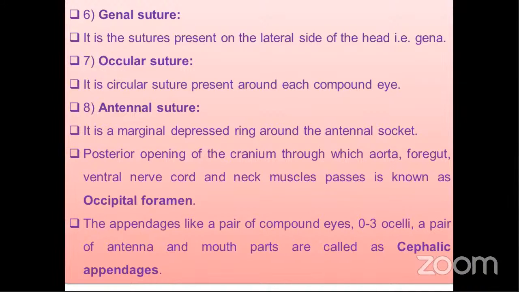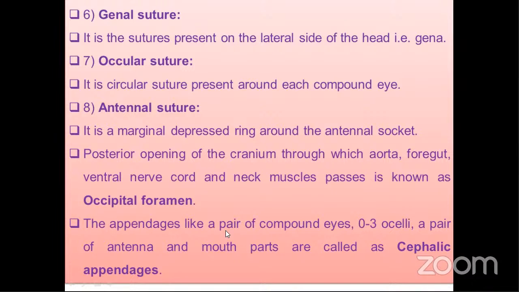So the part of the circulatory system is the aorta, the foregut part. Like that in the digestive system, and in the nervous system the ventral nerve cord opens into the cranium. That's why we call it the occipital foramen.